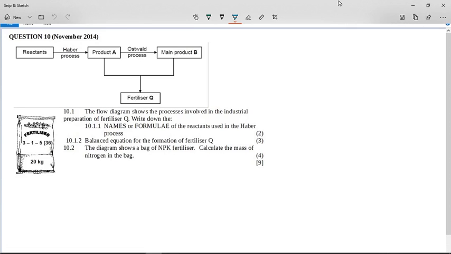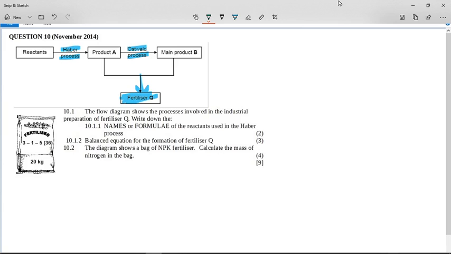Okay, let's look at this question. It's the fertilizer question from November 2014. If we have a look at this question, we can see we've got the Haber process and the Ostwald process, and they are giving us fertilizer Q. So before we do anything here, what do we think is fertilizer Q? What would we think it's going to be?